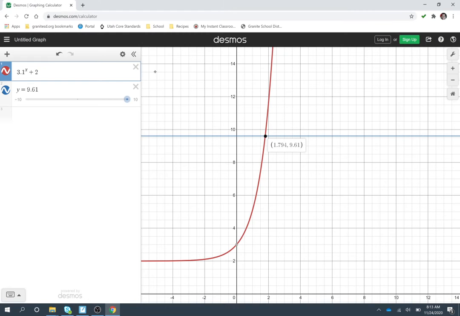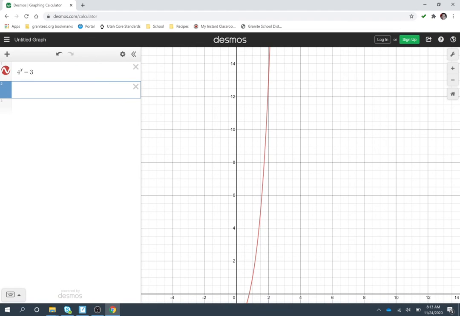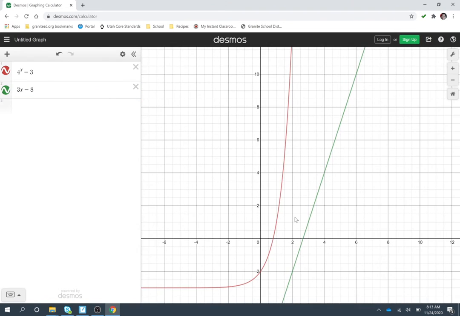Go back to your calculator. I'm just going to delete these. In the first one, I'm going to put 4 to the power of x minus 3. In the second one, I'm going to put 3x minus 8. And then here, I'm looking, this one is my exponential. It's kind of curving up. This one is actually a line.